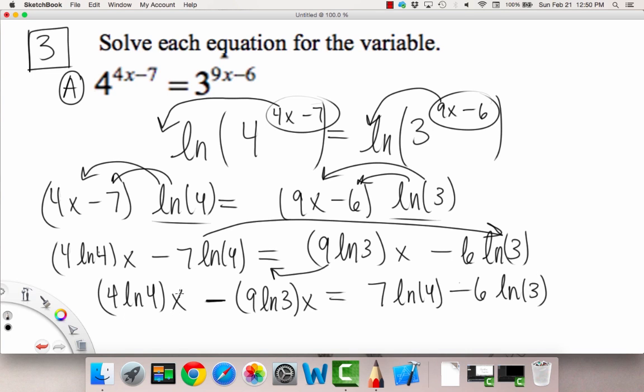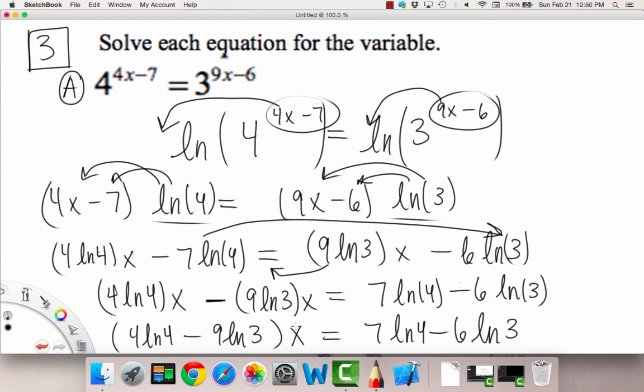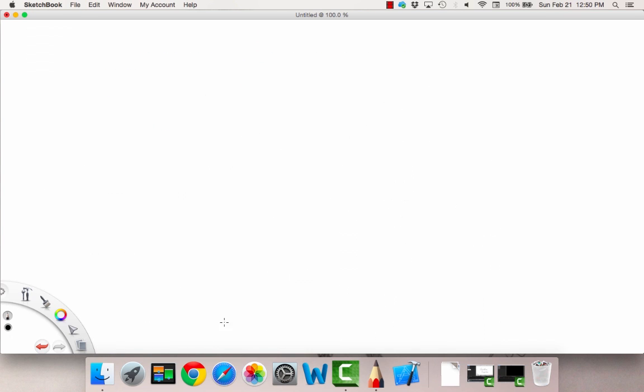So we see on the left side we have an x in both of these terms, so what we can do is just factor that out. So we have x all the way at the end, and we're just going to combine the coefficients of x, so minus 9 ln of 3 is equal to 7 ln 4 minus 6 ln 3. So then just to get x by itself, we're going to divide by this whole thing in parentheses, and let's do that on the next slide to finish up.